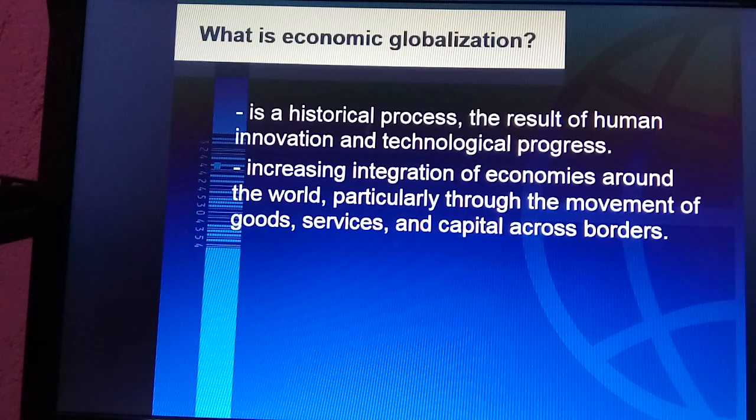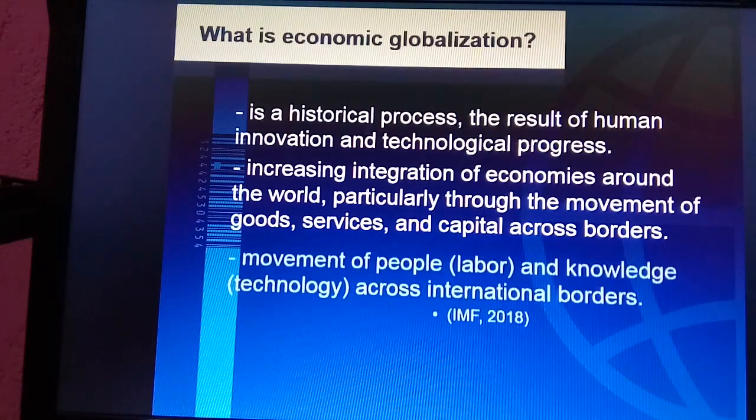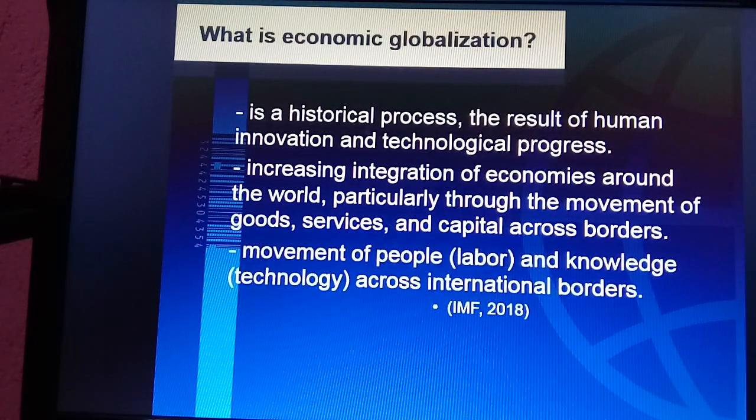Increasing integration of economies around the world, particularly through the movement of goods, services, and capital across borders. We have also mentioned this in our definition of globalization. It is an increasing integration. More and more countries become interconnected with one another. There's also the acceleration of activities economically, politically, socially. So acceleration is the strengthening once again. More and more countries participate in terms of exchange of goods, services, and capital. So across countries means across borders in different countries of the world.